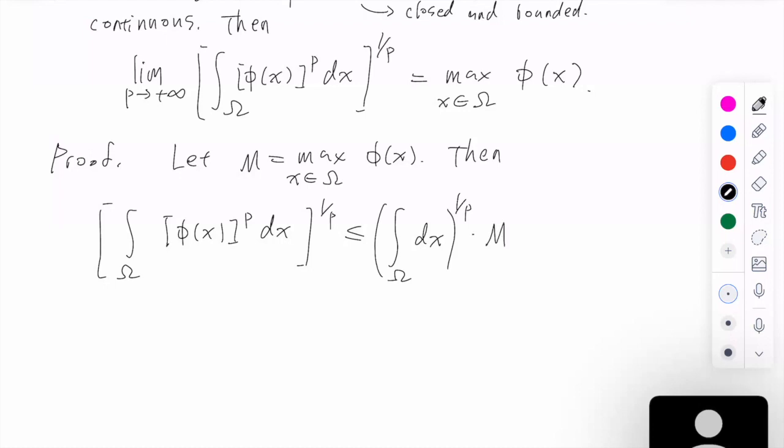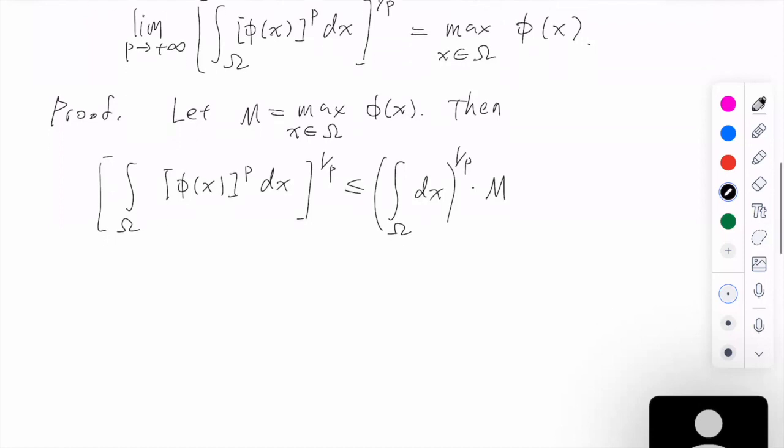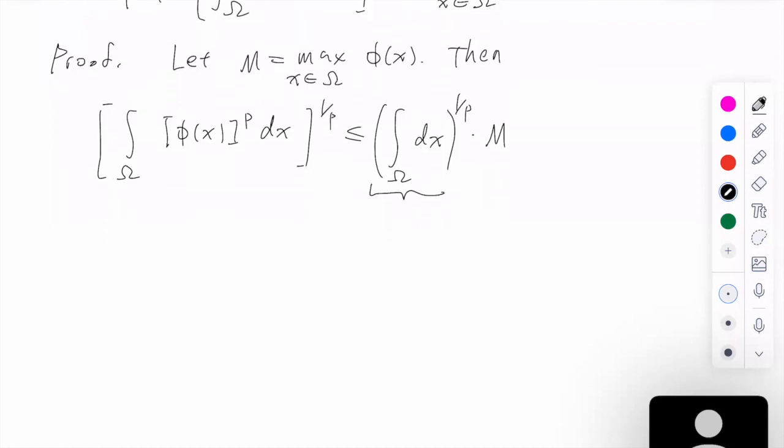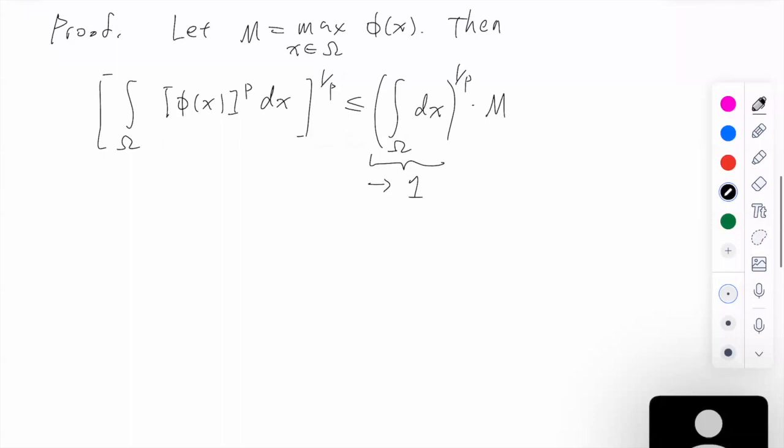And this is m to the pth power and raised to the power of 1 over p. So this gets cancelled. And if we take the limit, this actually tends to 1, because we know that this set should have a positive volume. So this tends to 1. And as for the other side, let x0 be the point that attains the maximum.